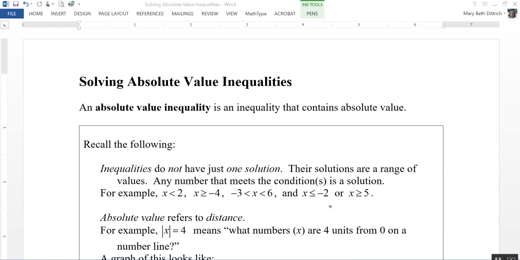And x is less than or equal to negative 2, or x is greater than or equal to 5. So x can be any number that is less than or equal to negative 2, or any number that is greater than or equal to 5. Recall also that absolute value refers to distance.